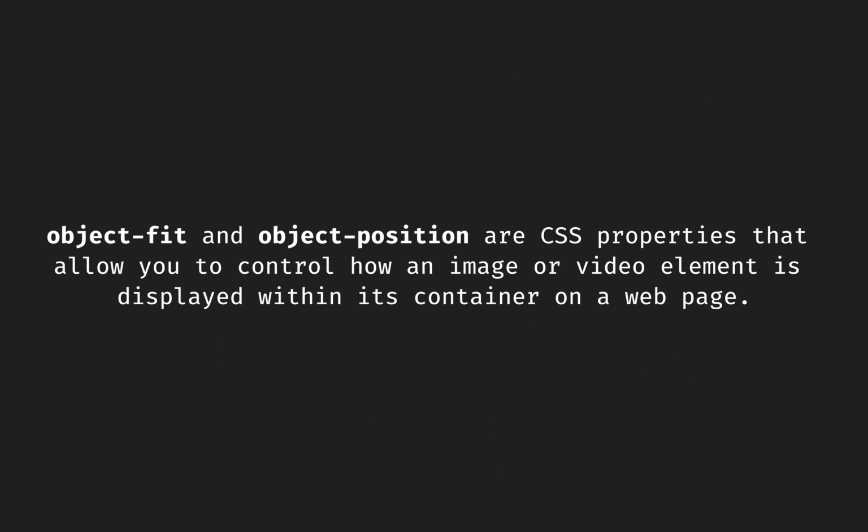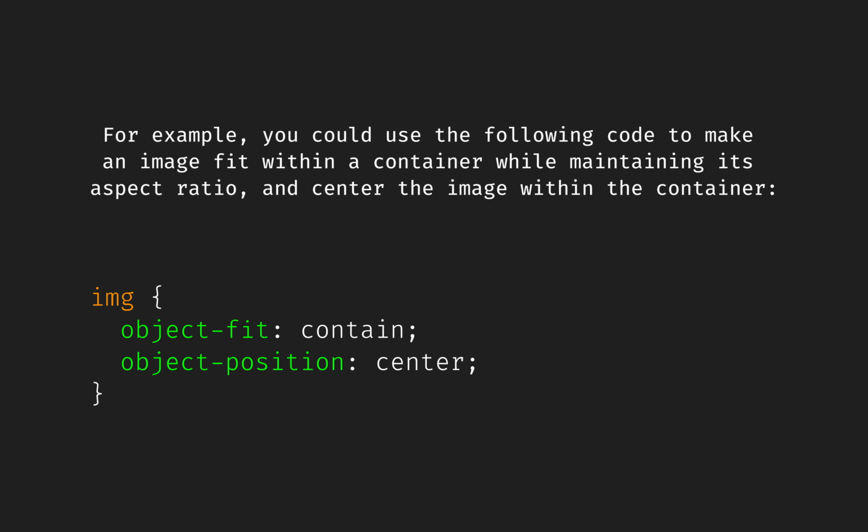Now, the object-position property determines where the image or video should be placed within its container. You can choose to align it to the top, center, or bottom of the container, as well as align it to the left, center, or right. Now you can read more on the values of object-fit and object-position, but these are just ways of dealing with these replaced elements.